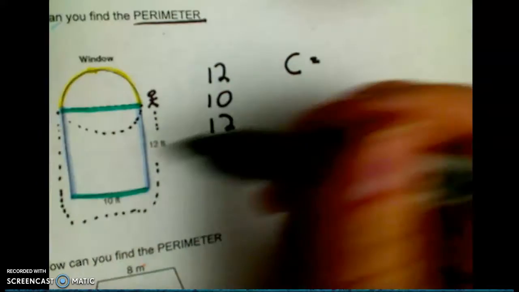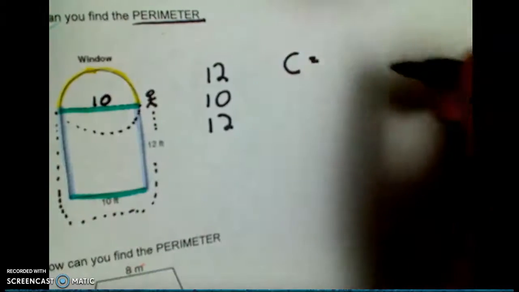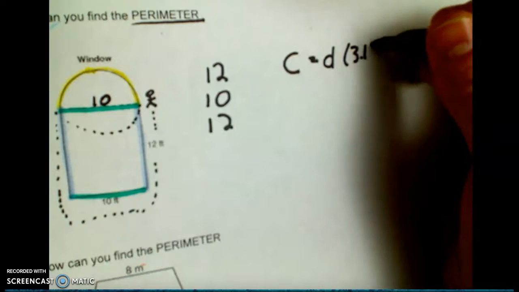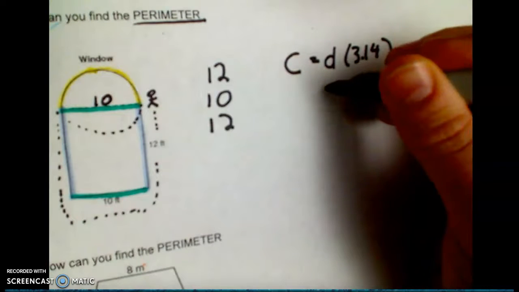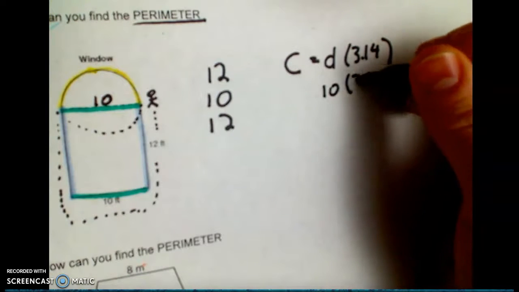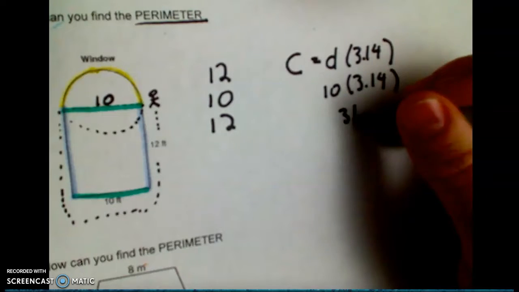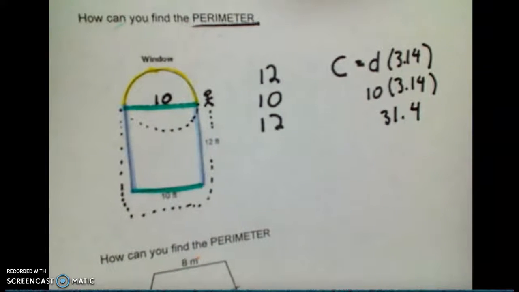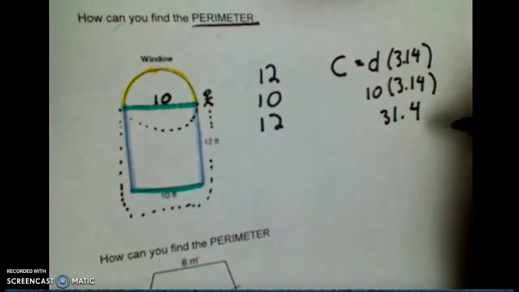Now, since I'm given 10 feet across as the diameter, I'm going to use diameter times pi as my formula for the circumference, because it's easy. 10 times 3.14 is 31.4. Well, that's awesome. If my guy was to walk all the way around the circle, it would be 31.4 feet.